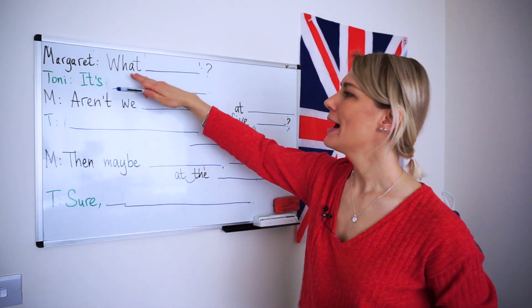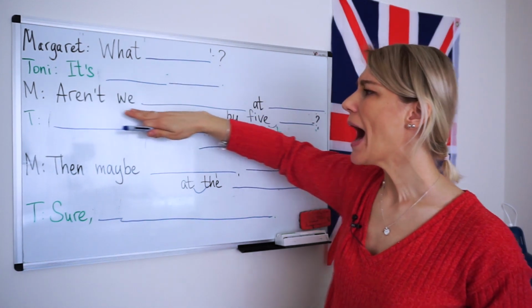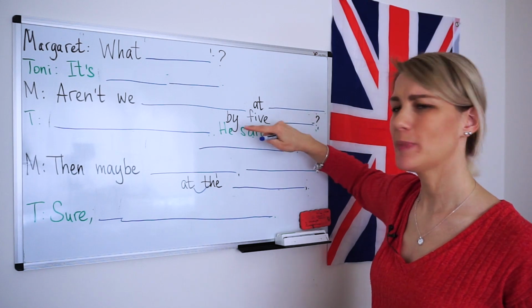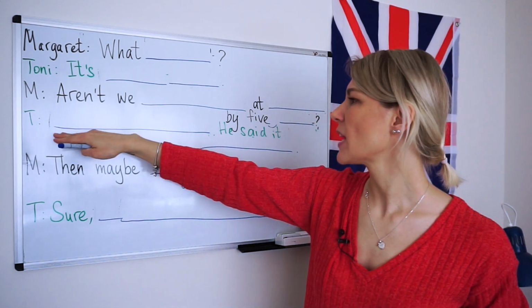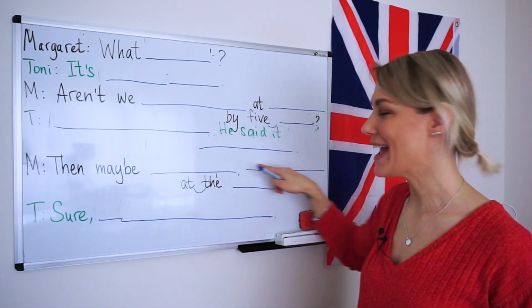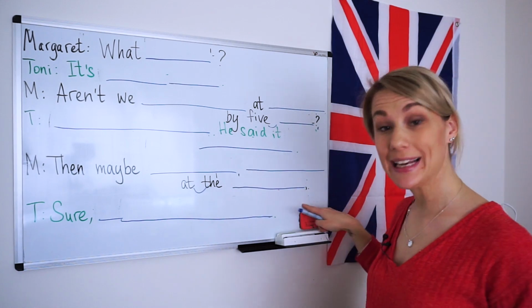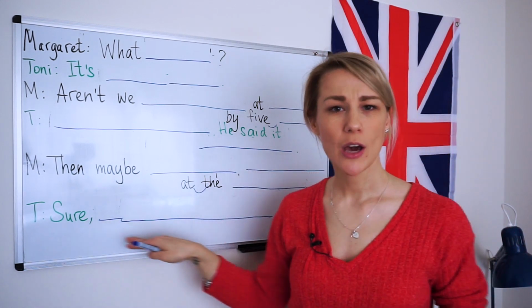Okay, let's go. What time is it? It's 4:45. Aren't we supposed to be at Jim's house by 5 o'clock? 5 or 5:30? He said it didn't make any difference. Then maybe we could pick your suit up at the dry cleaners. Sure, we have plenty of time.